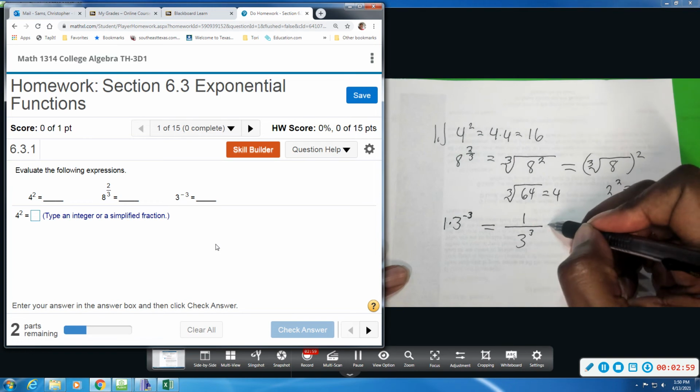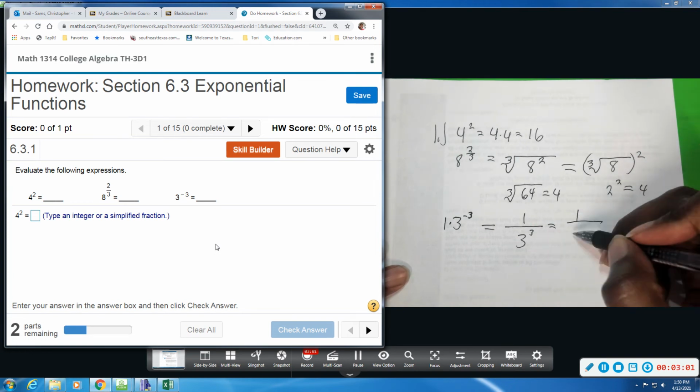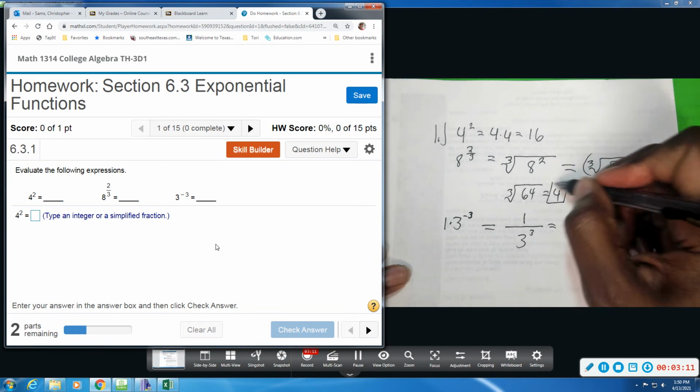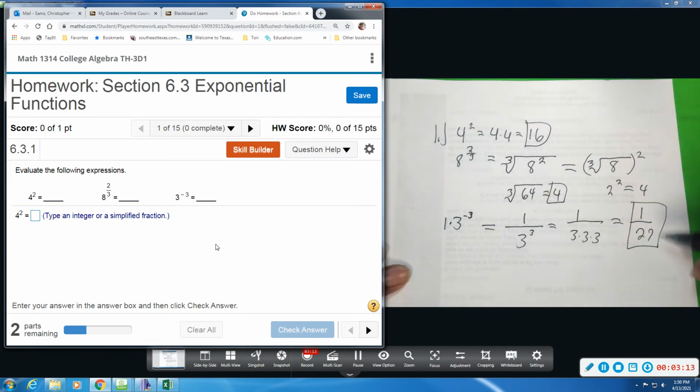Then from here, we can do 1, and then 3 cubed is 3 times 3 times 3, which just gives us 1 over 27. So we get 16, 4, and 1 over 27.